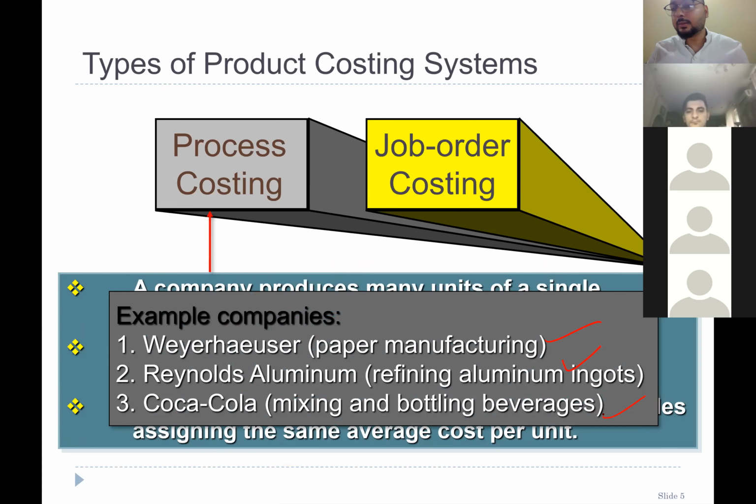Same bottle, that's it, right? The bottles are the same, the mixing formula is the same, right? So you can apply process costing. So no rocket science over there. So any indirect cost, manufacturing overhead, all the cost divided by number of units, easy.